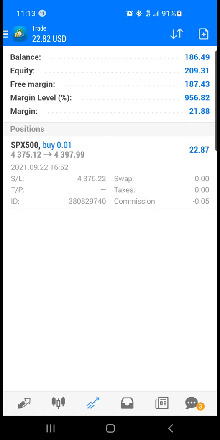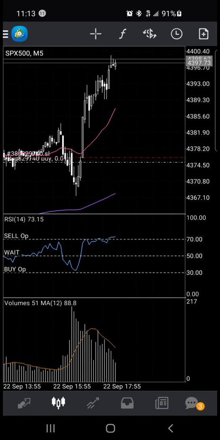We're currently up 228 points. Essentially, we've invested 10 cents, and we flipped that over into about $22 right now. So that's about a 220-plus X return right now. We'll see how the market goes. I do currently have my stop loss in profit, so technically this is a risk-free trade.